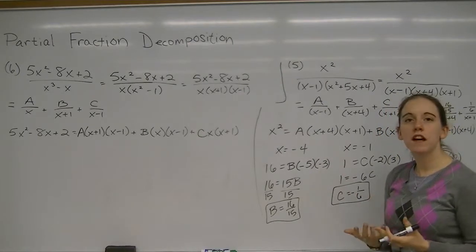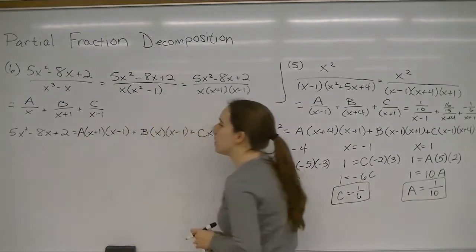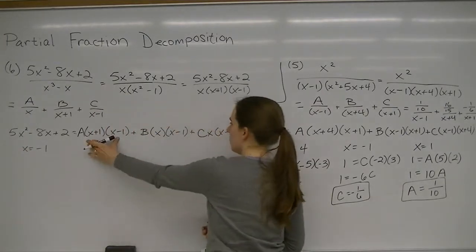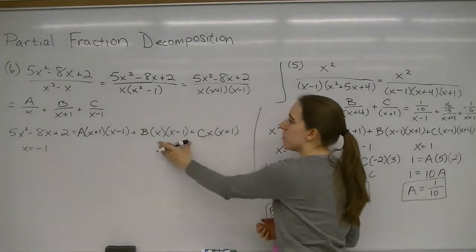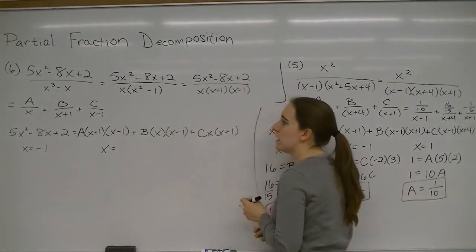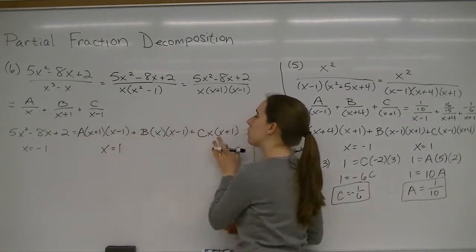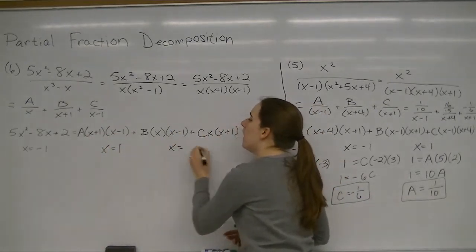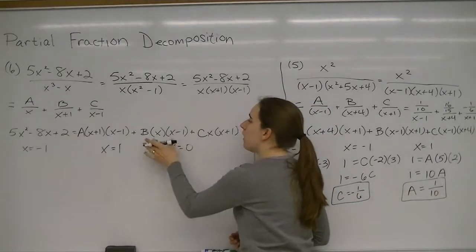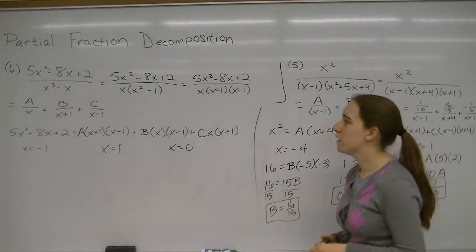So let's choose our values of x. Again, we need 3. In order to make this piece 0, we need an x equals negative 1. That will make this term 0 and this term 0. So we'll be able to solve for b. In order to make this term 0, we need an x equals positive 1. That'll make this 0 and this 0, so we'll be able to solve for c. And then last but not least, we need x equals 0. That'll make this term and this term 0. We'll be able to solve for a.